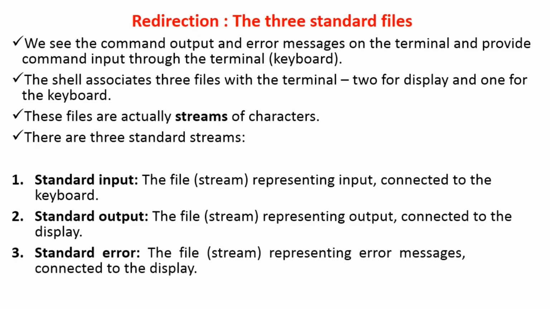Third one, standard error, that is the file stream of characters representing error messages, so connected to the display. Once the command is executed, if the command fails, or the command is valid or invalid, then based on that you will get an error message displayed on the terminal. So these three are the different standard files available with respect to the terminal: one is for input, one for output, and one for the standard error.